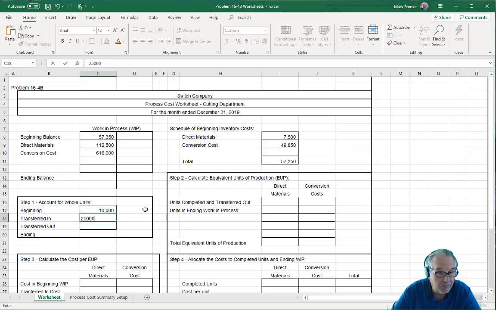Transferred in during the month was 250,000 units, and we transferred out 220,000 units, which means that at the end, if we had 10,000 plus the 250 minus the 220, our ending was 40,000 units.